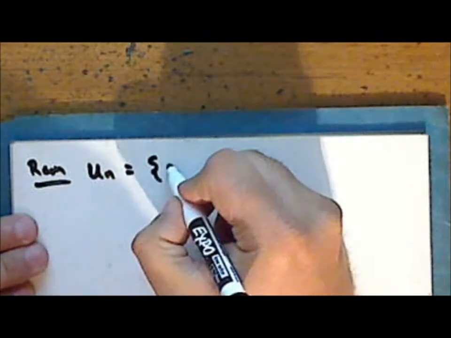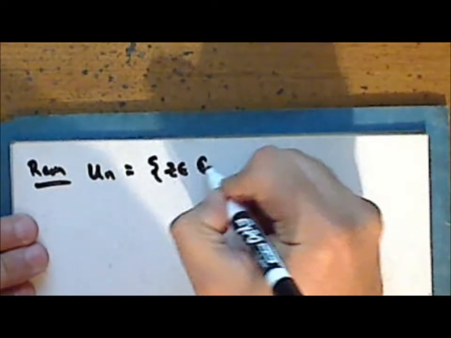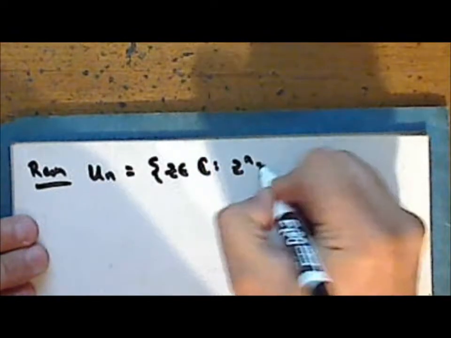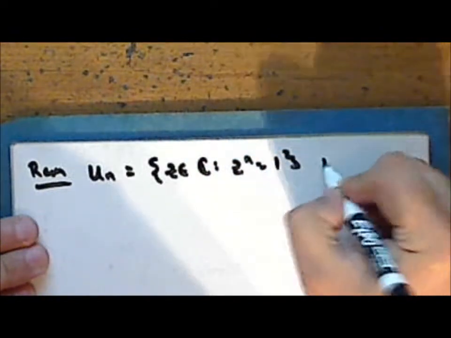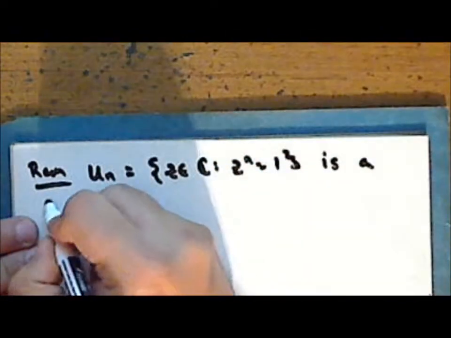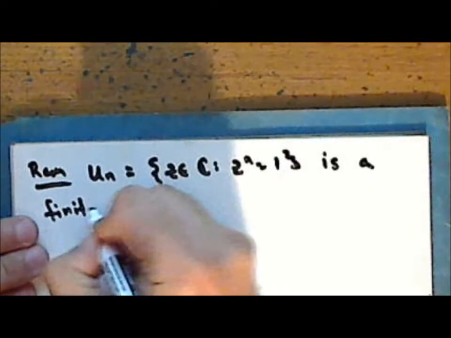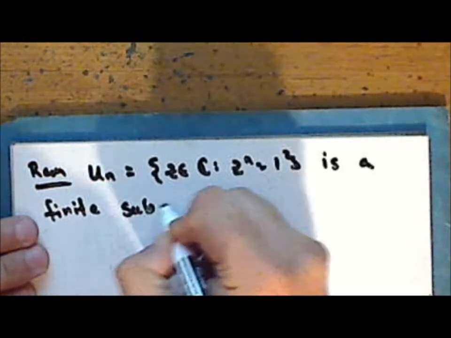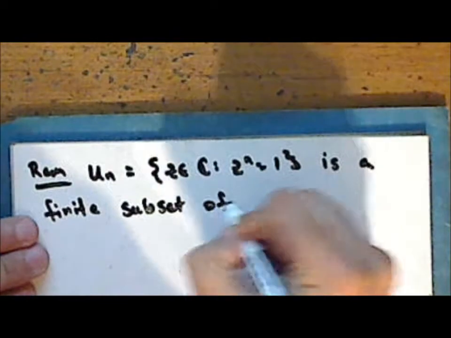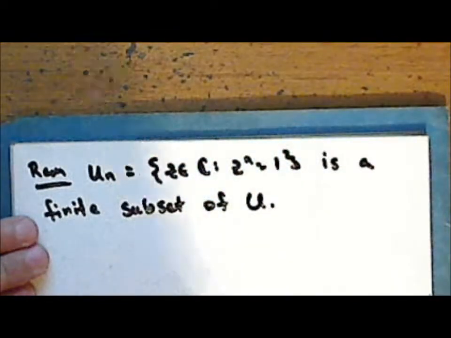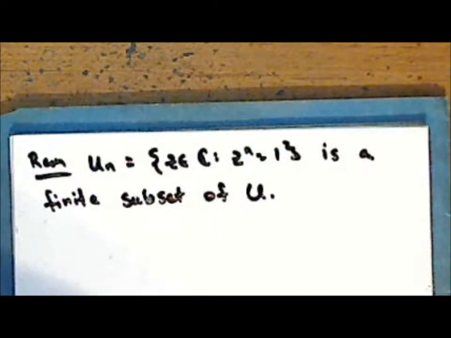So notice the set of nth roots of unity is a finite subset of the set of complex numbers on the unit circle.